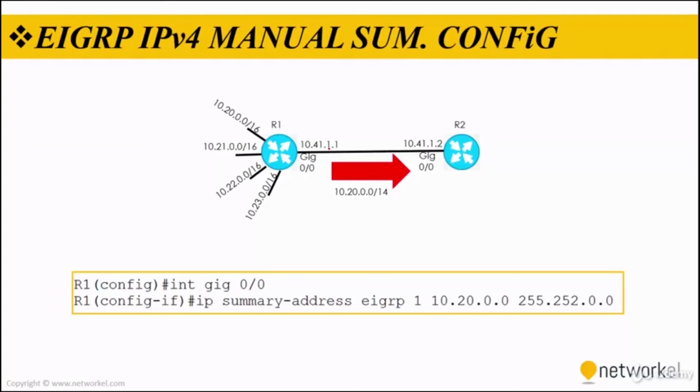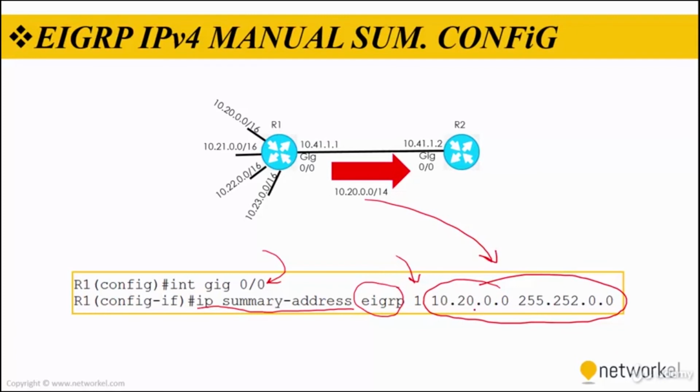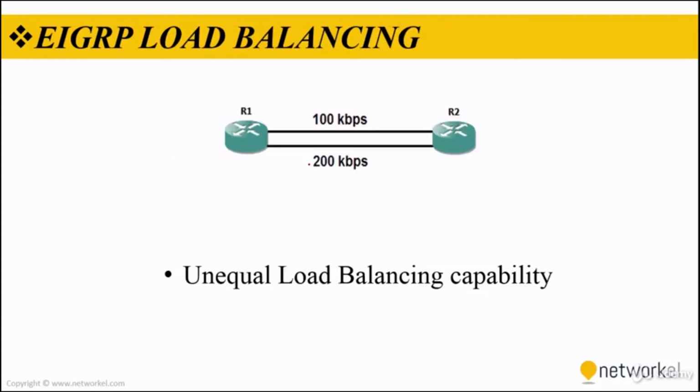And here is how we can configure the EIGRP manual summarization. The command is ip summary-address under the interface mode. We use ip summary-address eigrp, the autonomous system number, and the network we need to summarize. As you can see, we are using 10.20.0.0 with 255.252.0.0 subnet mask, and we are representing these 4 different routes with just one route.